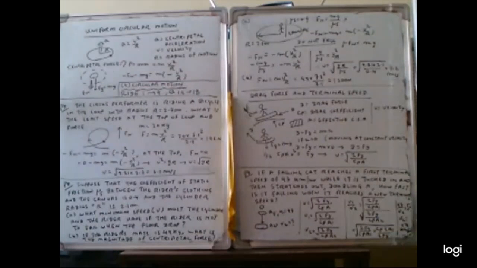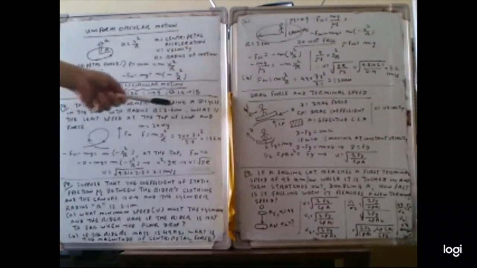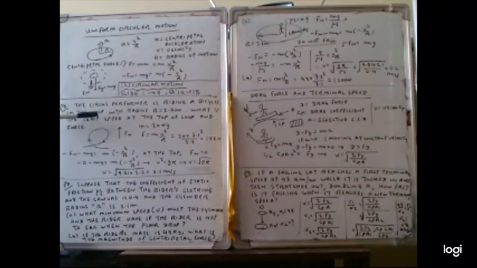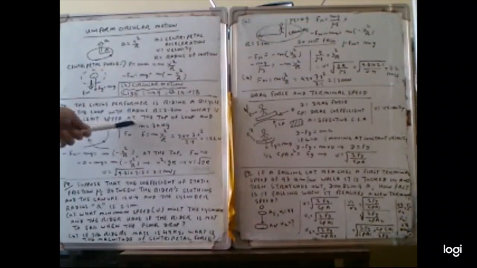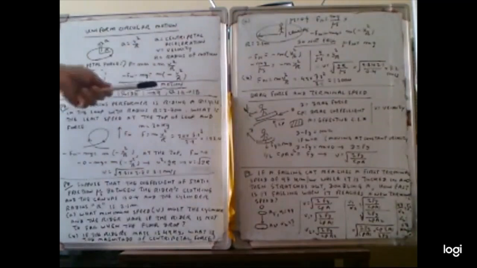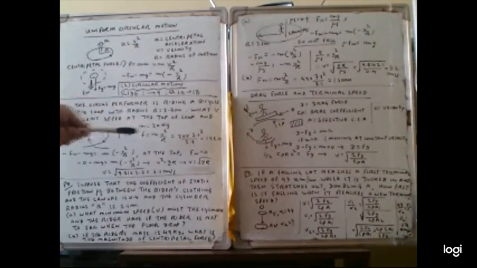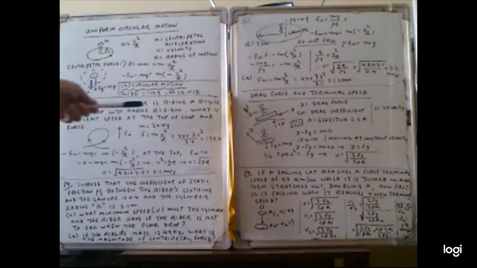Okay, this program: the circus performer is riding a bicycle in the loop, whose radius r is equal to 2.7 meter. What is the speed at the top of the loop? So this is the circus performer riding a bicycle here at the top, and we have to find the speed. In this case, the mass is 20 kilograms, and the radius of the loop is 2.7 meter.